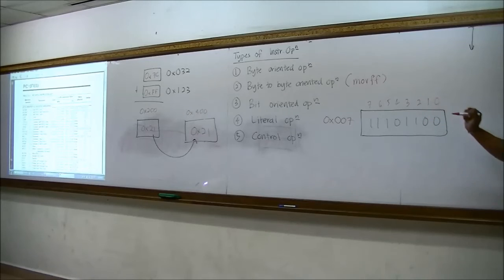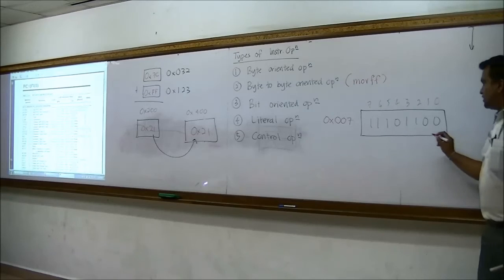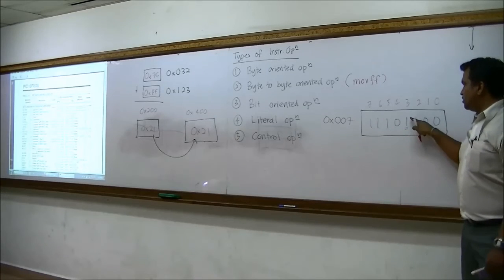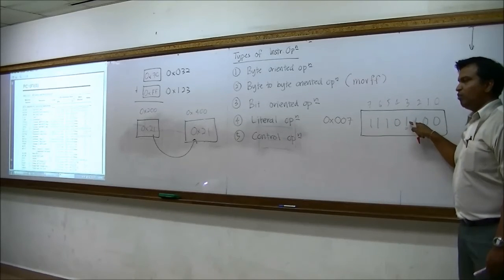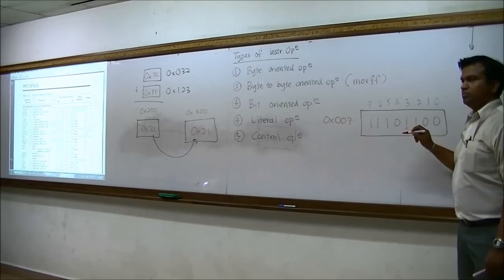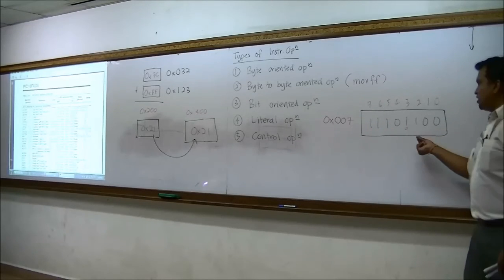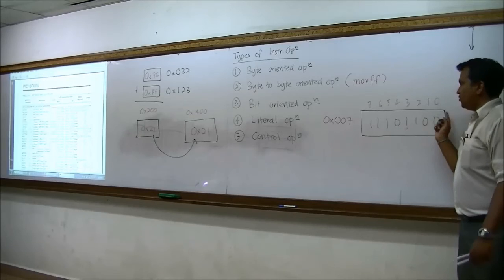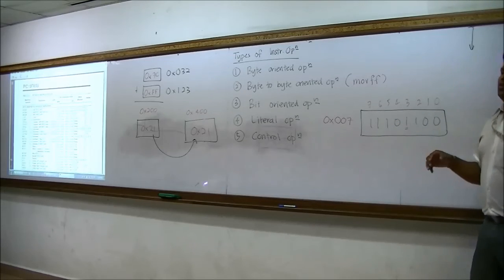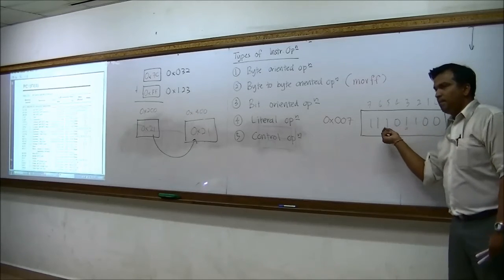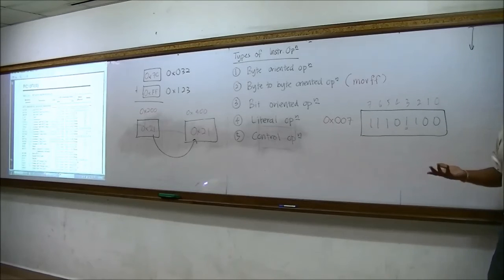The bit-oriented operation means you use particular instructions to manipulate a particular bit only. That means you can use an instruction to make this particular bit from 1 to 0. Of course, we are not seeing what the instruction is, but there are instructions which can manipulate the bits only instead of the whole byte. Therefore, those types of instructions which allow us to just manipulate the bits are known as bit-oriented operations. Is it okay?